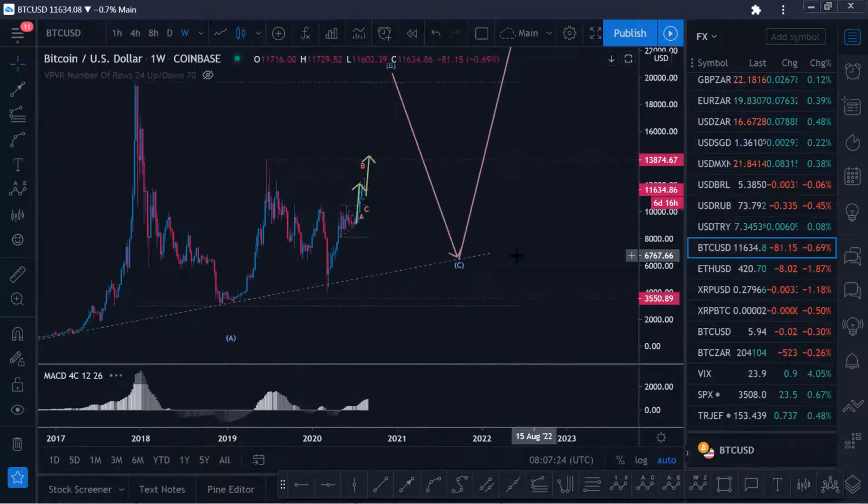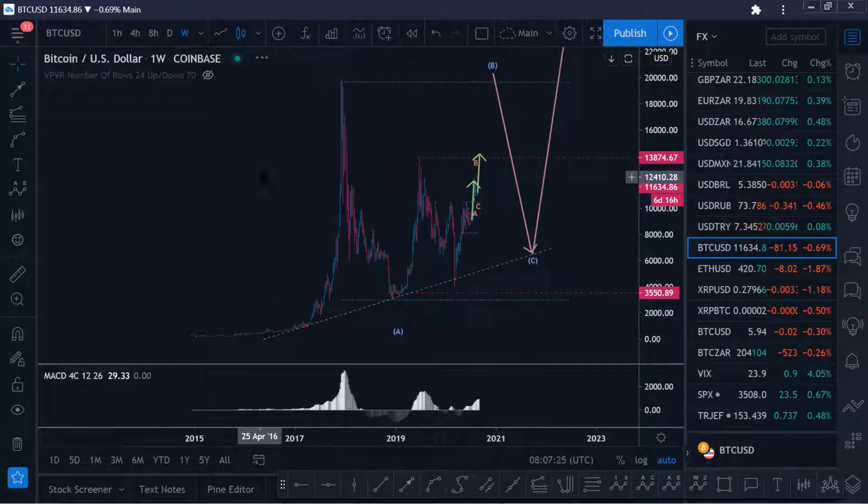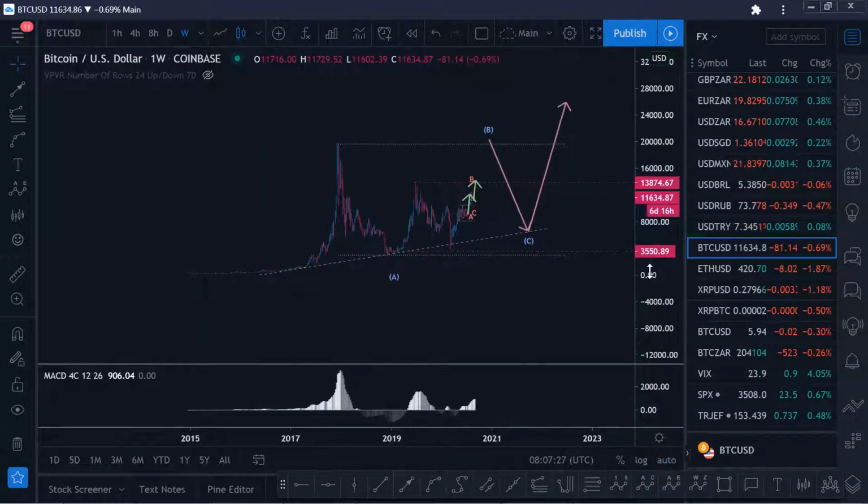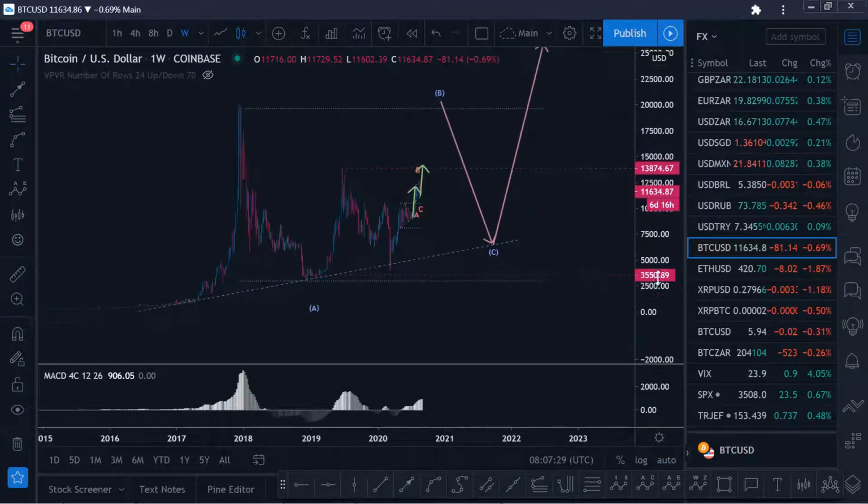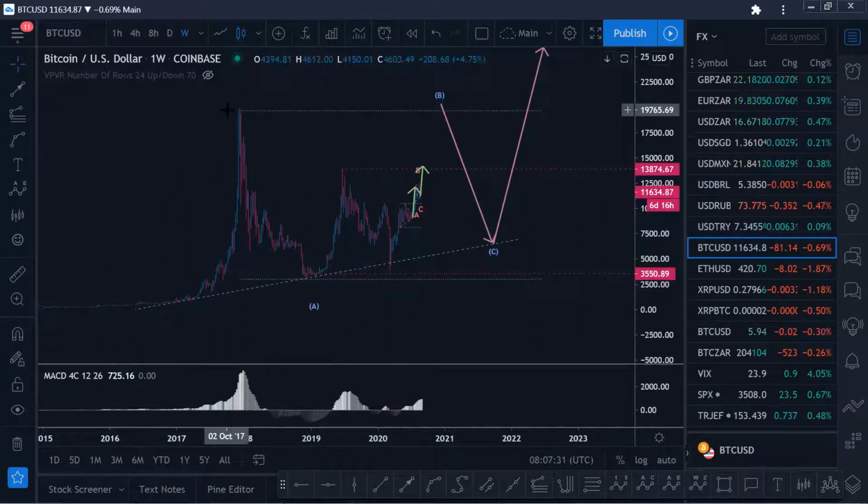And finally, crypto markets. Crypto markets, keep in mind where we're at on the higher degree structure. Impulse up, we're now in this correction. Impulse down, I think we're in the B wave.